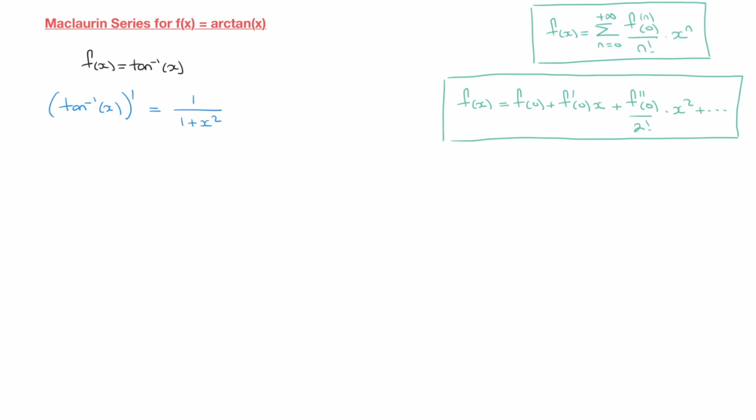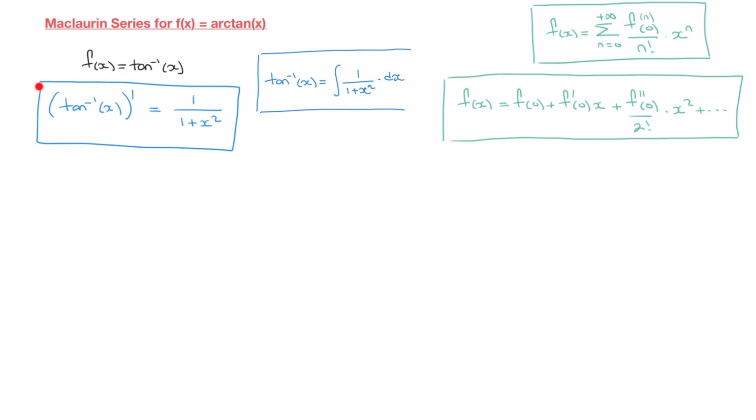And consequently, if we integrate 1 over 1 plus x squared, we'll obtain arctan of x, or inverse tan of x. And so the method we're about to use to find the Maclaurin series for inverse tan of x relies on this result. So, to be clear, our objective is to find the Maclaurin series for 1 over 1 plus x squared.